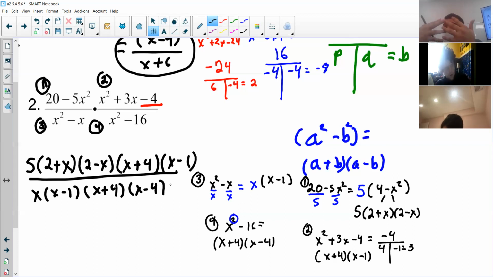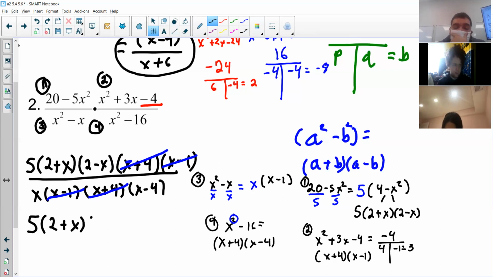Now that we have it like this, we could cross out whatever's in common between the top and the bottom. Do you see anything in common in top and bottom? X plus 4 and x minus 4? Oh, x minus 1. Yeah. So x plus 4 gets canceled. X minus 1 is canceled. Seems like nothing else is in common right now. So our final answer is 5, 2 plus x, 2 minus x, all over x, x minus 4.